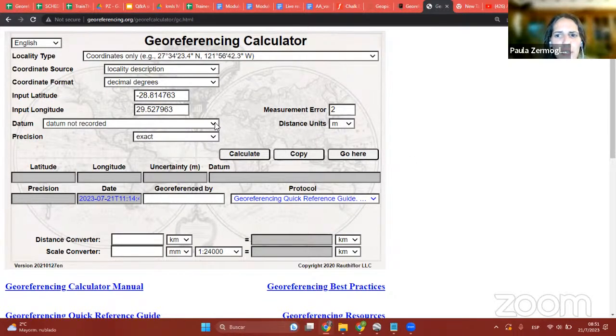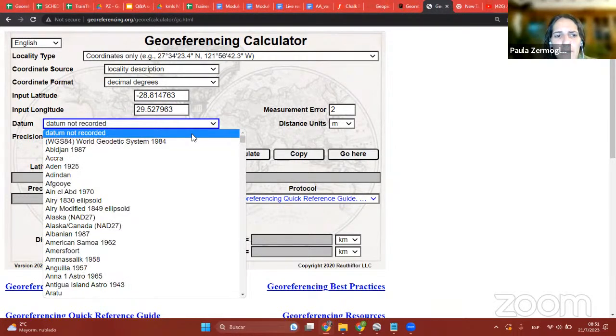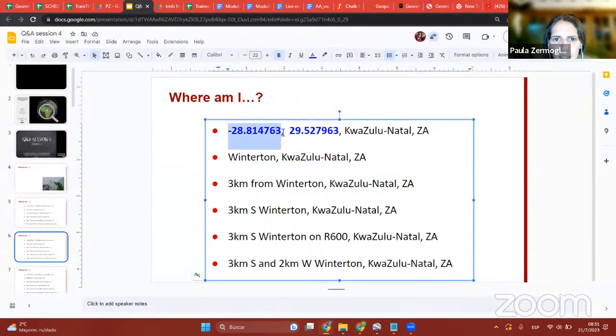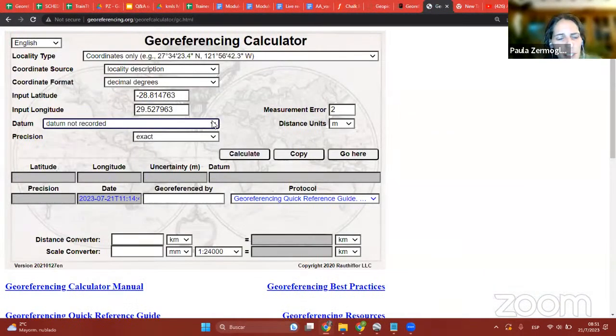Okay, so the datum is indeed not recorded. Why is it not WGS84? Because we don't know really. When we see the description here, it doesn't say which datum those coordinates were in, which datum we're using as the reference. So if we don't know, we cannot assume anything. And so we say, we don't know, it's not recorded. So here, datum not recorded.